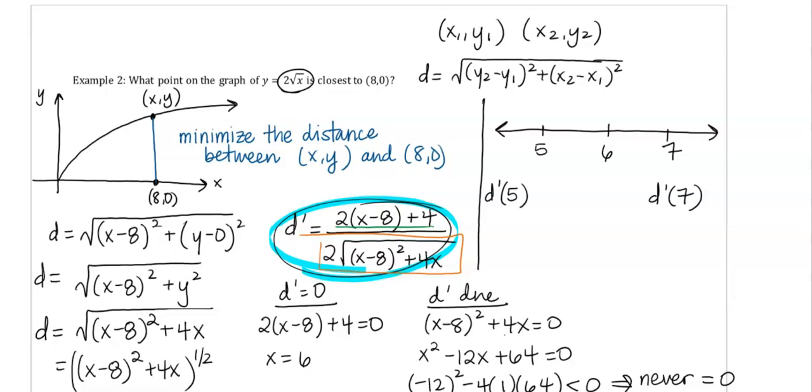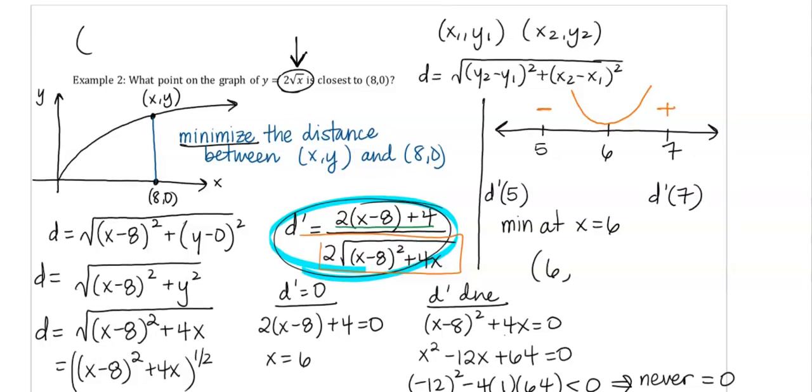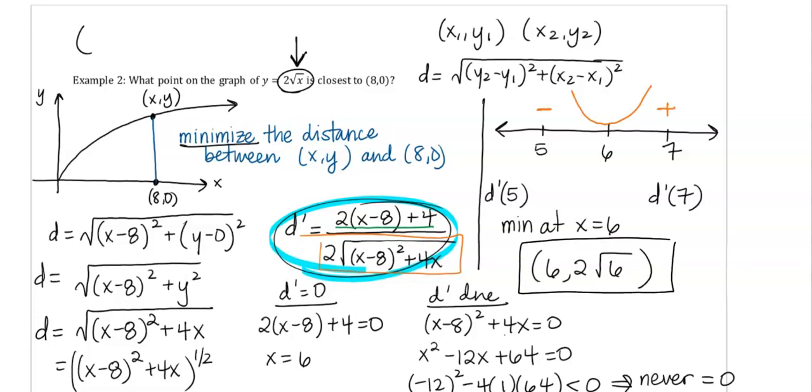So if I were to plug 5 into the numerator, I would get a negative number. Let's see what happens if we were to plug 7 into the numerator. We would get a positive number. So we did go from decreasing to increasing. That does tell us that there is a minimum at x is equal to 6, which is exactly what we want because we are trying to minimize the distance. So we know that the x value is 6 at the point that has the minimum distance. And to get the y value, I'm just going to plug x into what y is equal to, and get 2 root 6 as our final answer there.